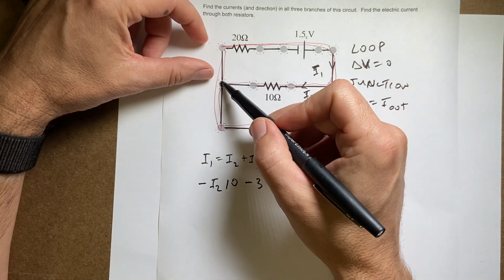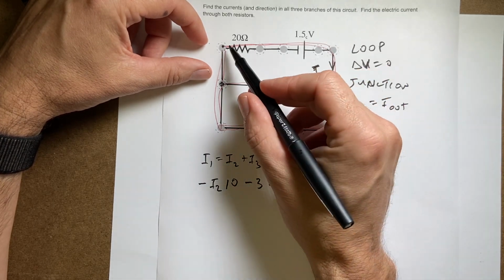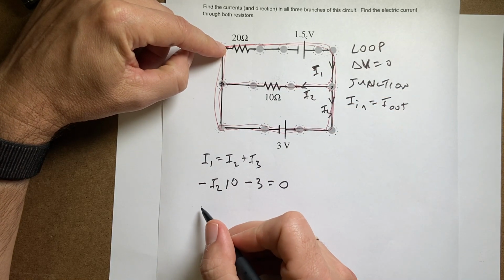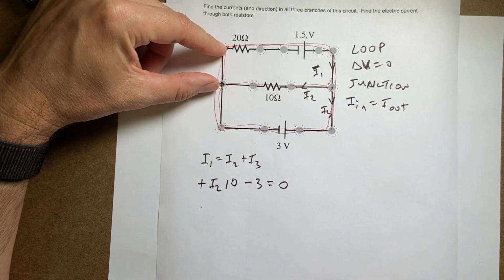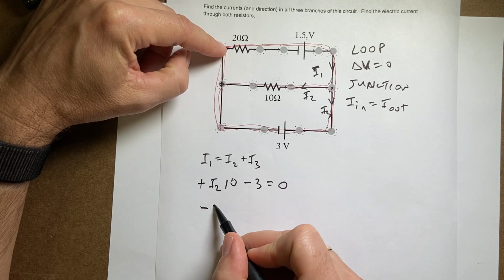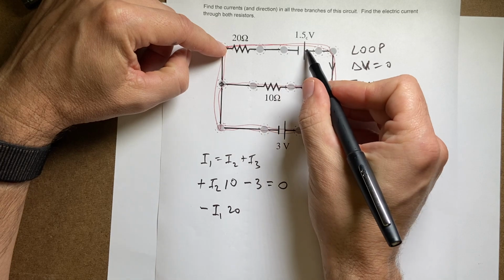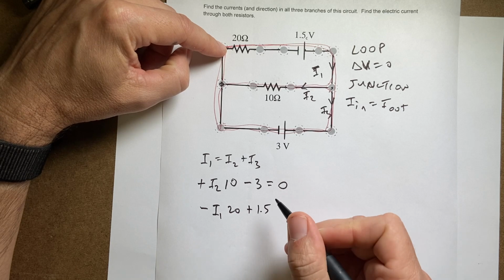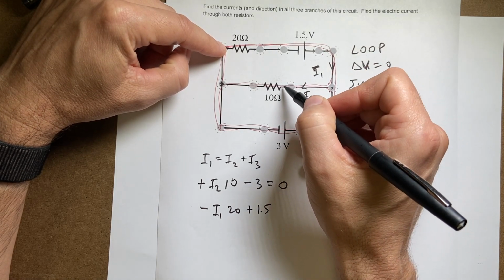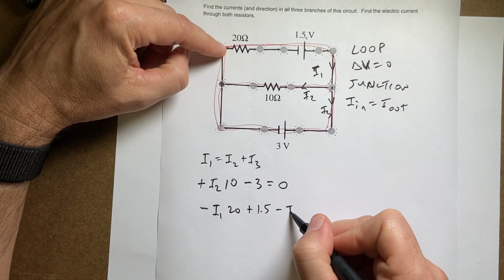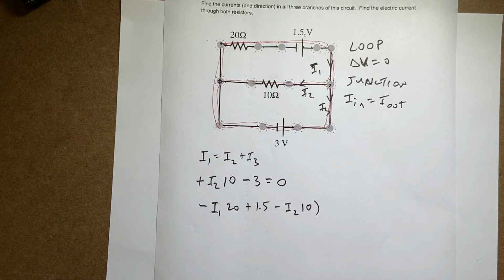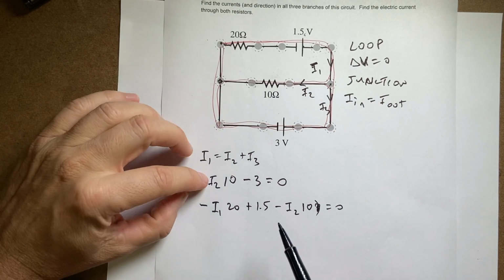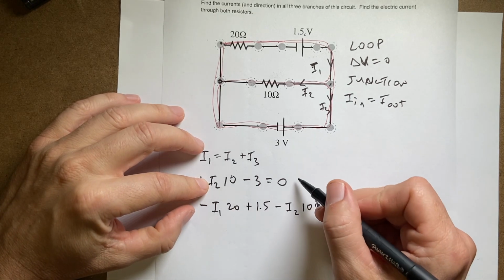I'm going to go up here and do this loop. So I'm going to start right here, and I'm going to go this way. Now I'm going in the same direction as I1. So I get minus I1 times 20, and then I'm going from the negative to the positive side, so I get plus 1.5 volts. And then I come down here, and I'm going the same direction as I2, so I get minus I2 times 10 equals 0.